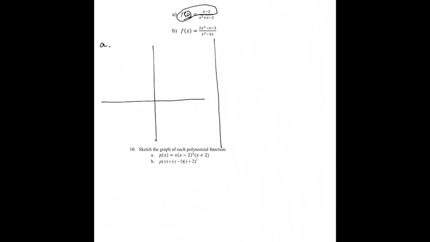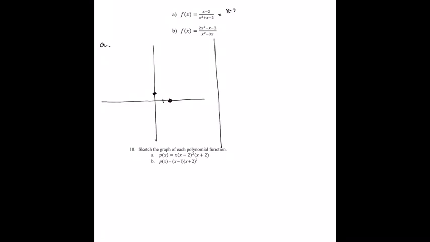Question 9. For part A, the intercepts: if I solve this equation and let y equal 0, then what we're really solving is x minus 2 equals 0. x minus 2 equals 0 when x equals 2. So the x-intercept is 2. To find the y-intercept, we let all the x's equal 0. So we get negative 2 over negative 2, which is positive 1.